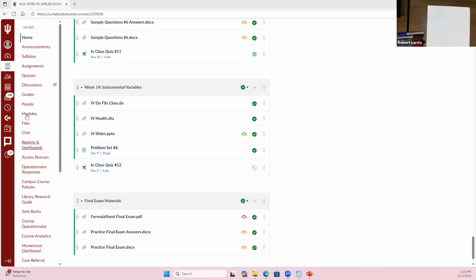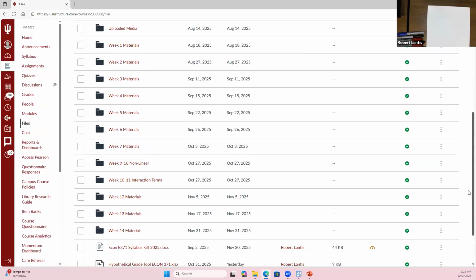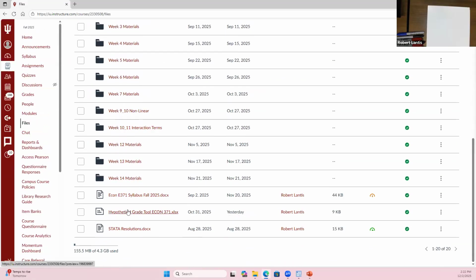So I've got that hypothetical grade tool, which I think is still sitting under the midterm section, but you can find it under the files tab here as well. I'll likely revisit this next week. Once all those grades are in, you know exactly what your score will be in each of those categories, except for the final, and you can use this to play around with what grade you need on the final to get your desired grade in the class.